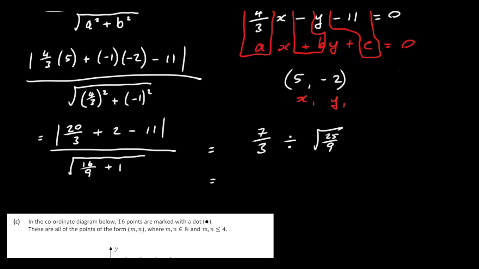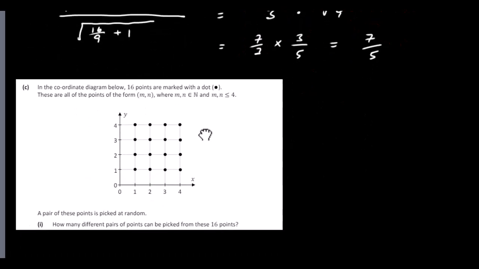So that's 7 over 3 multiplied by, well, the square root of 25 is 5, the square root of 9 is 3. We've got to flip that upside down and multiply, so it's going to be 3 over 5. So our answer finally is, the 3s will cancel and we just end up with 7 over 5. Okay, so that's that part. Let's have a look at the next part. We have part C here.